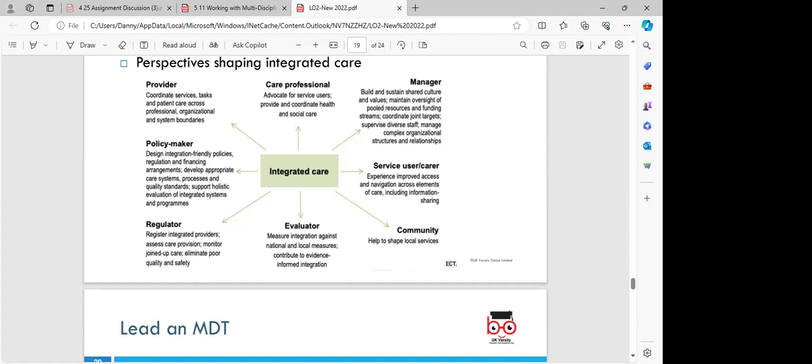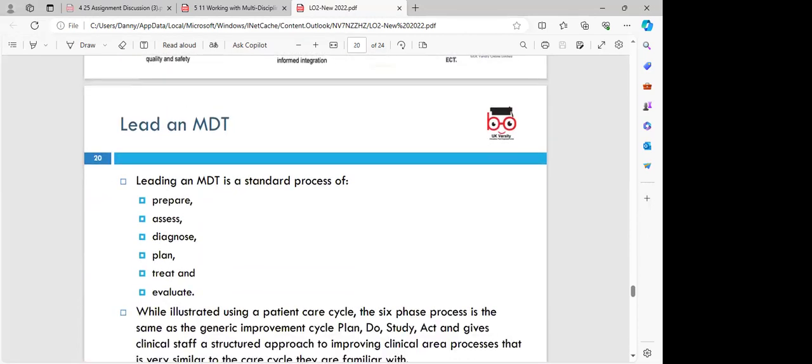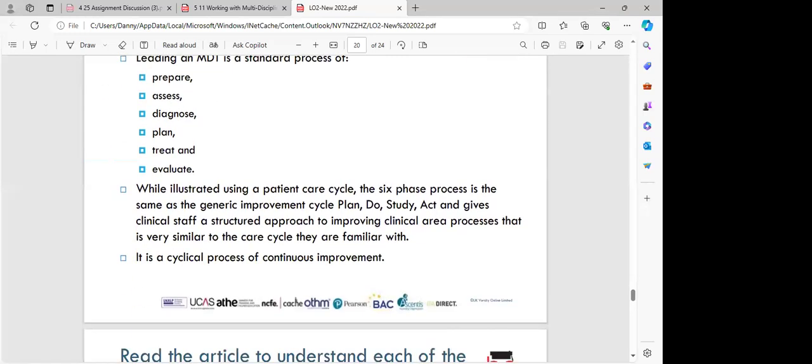That's 8. 8 ways of shaping integrated care. Then there's a lead on MDT. Leading an MDT is a standard process of preparing, assessing, diagnosing, plan, treat, and evaluate, leading a multidisciplinary committee. These are key things that you should be able to prepare, you should be able to assess, you should be able to diagnose, you should be able to plan, treat, and evaluate.